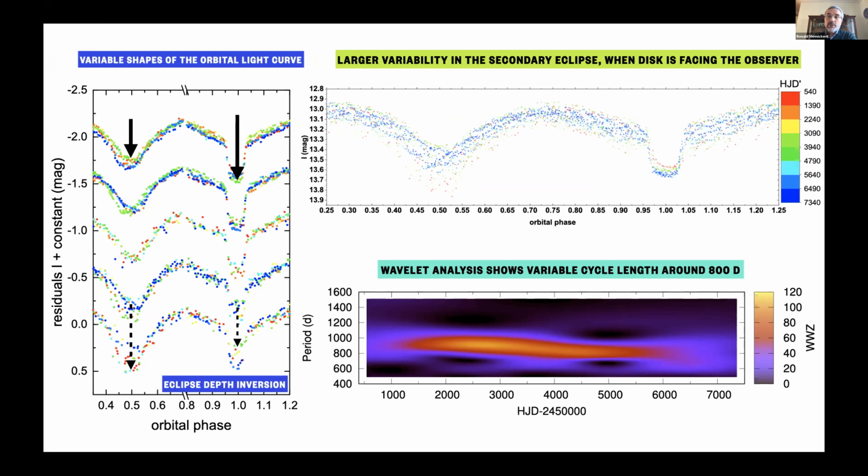Also, a wavelet analysis of the whole dataset shows the long cycle periodicity very well. It's a cycle length of about 800 days, but changing during the time. And another very interesting thing here is that the data colors indicate different ranges of heliocentric Julian days. The main eclipse is not as variable as the secondary eclipse. The secondary eclipse, when we have the disk facing us, shows the larger scatter, not so the primary eclipse.